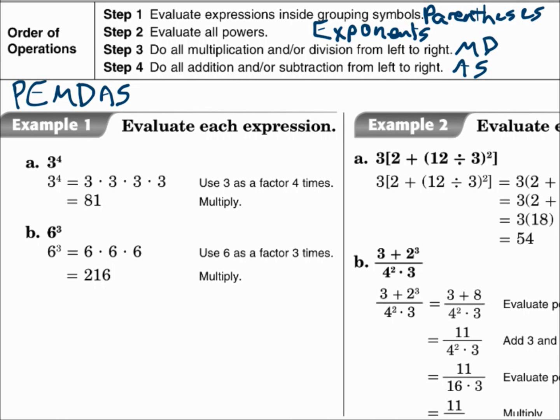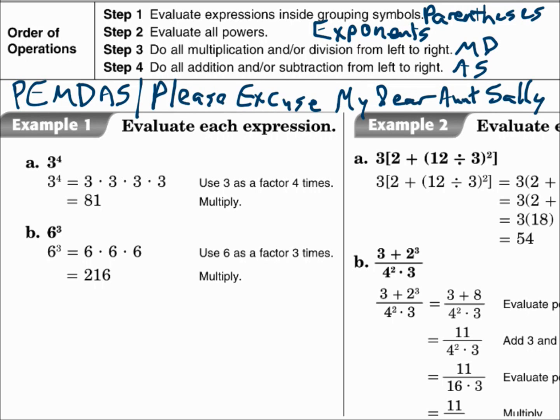Take the first letter from each of those words, P-E-M-D-A-S, and you can remember that order using this sentence. Please excuse my dear Aunt Sally. Please for parentheses, excuse for exponents, my dear for multiplication and division, Aunt Sally for addition and subtraction. And do remember, sometimes you might divide before you multiply, and sometimes you might subtract before you add. Read them left to right.